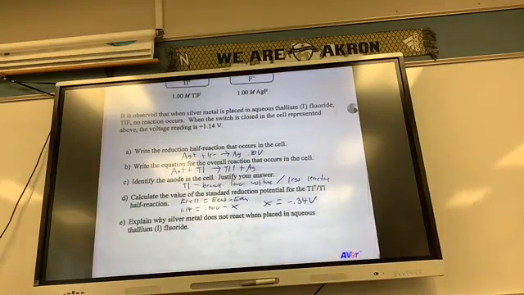Negative 0.34 volts. I just realized that thallium and thorium are different. They are. Is that E cat minus E an? E cat minus E an.